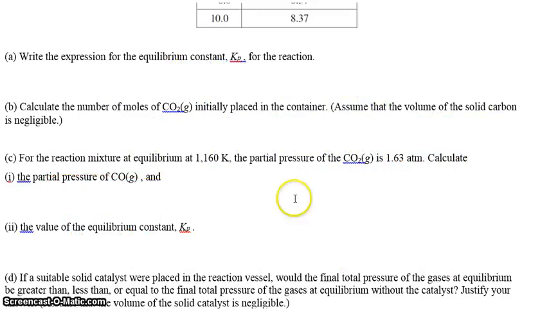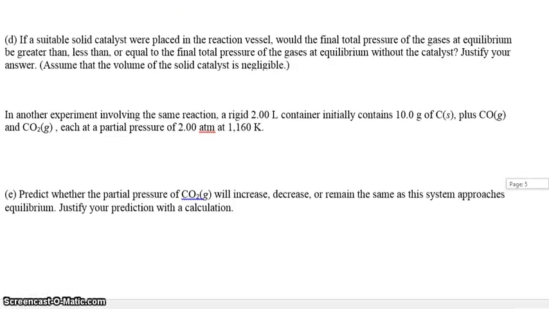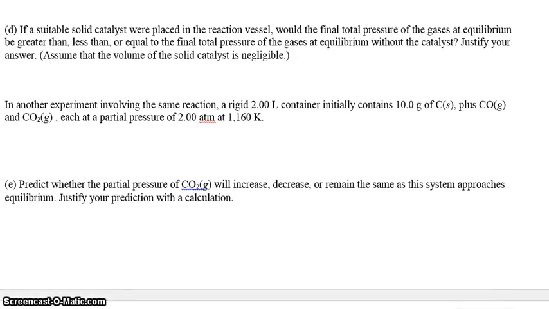If you take a look at the next one, D, if a suitable solid catalyst were placed in the reaction vessel, would the final pressure of the gas be greater than, less than, or equal? Now, it says here, assume that the volume of the catalyst is negligible. Because, again, if the volume of the catalyst is big, it can change the volume of the vessel. Since we have gaseous products and reactants, the volume can affect the pressure, which can affect the reaction. Here, but it says compared to without the catalyst.